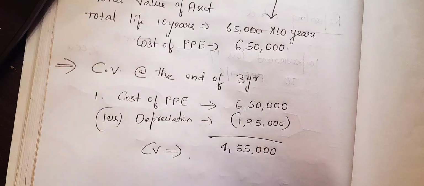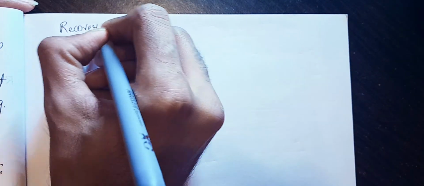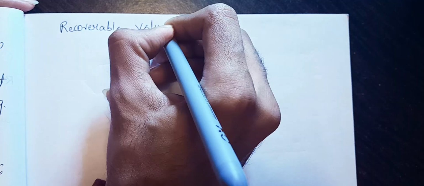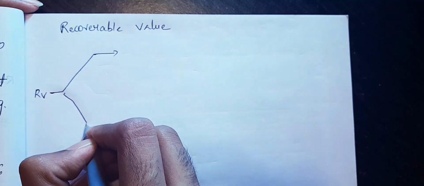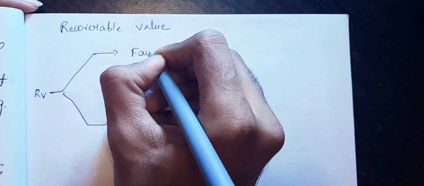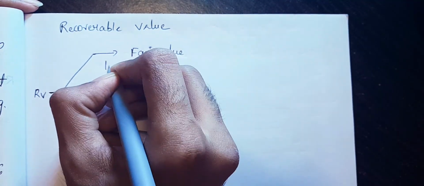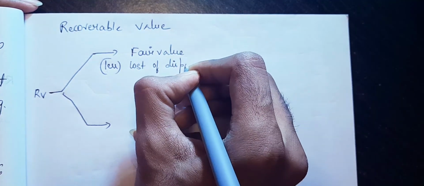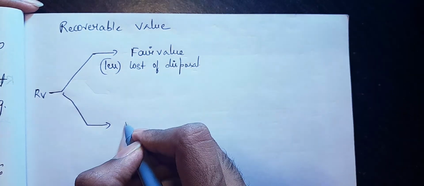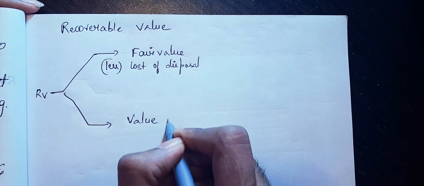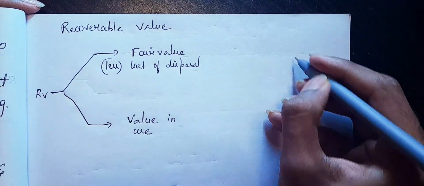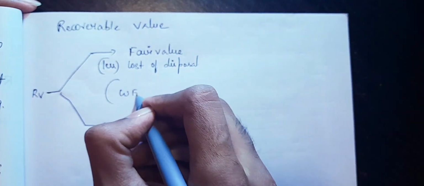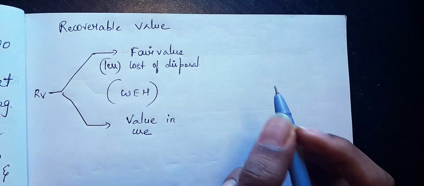Now we have to find out the recoverable value. So in order to find out the recoverable value, we will consider two aspects. One is fair value less cost of disposal. Fair value less cost of disposal. Second one is value in use. Out of this, whichever is higher, we will consider it to be recoverable value.